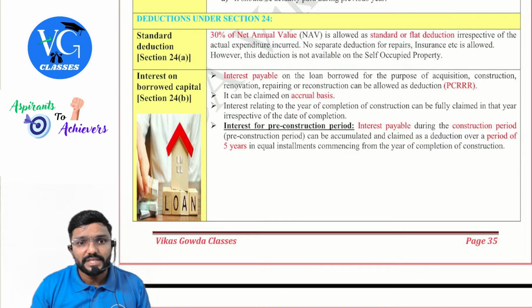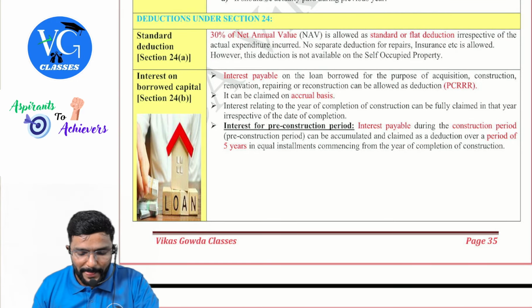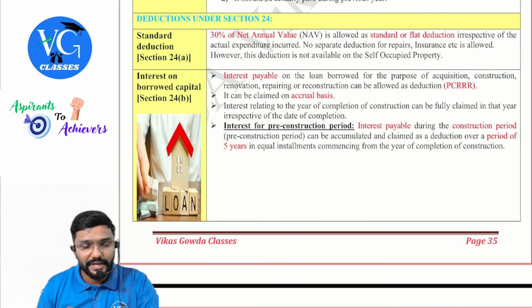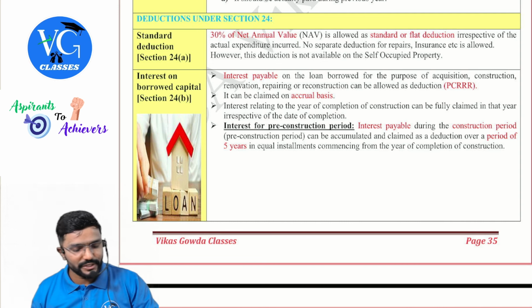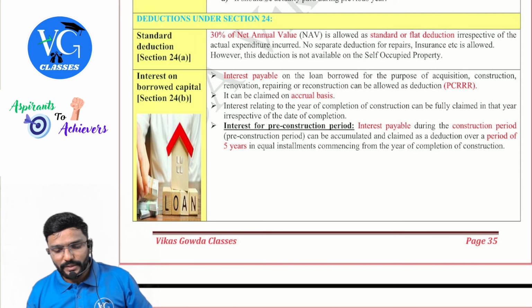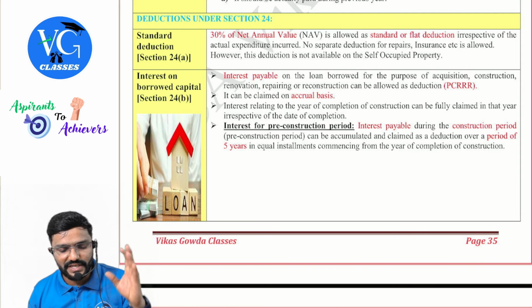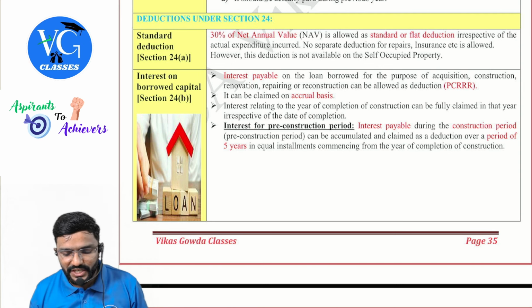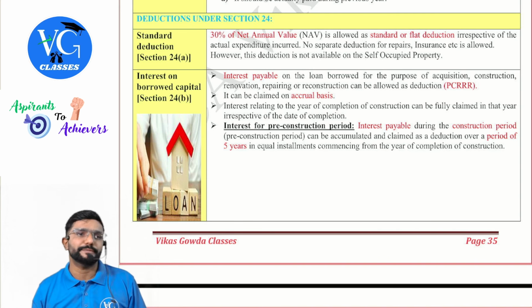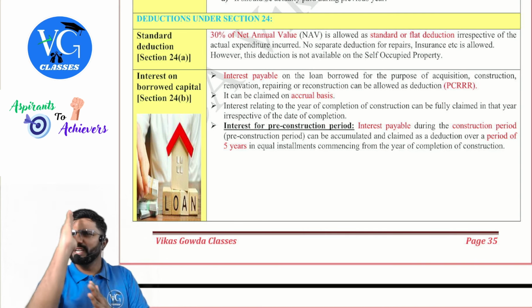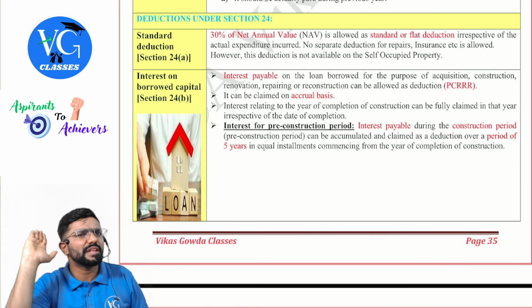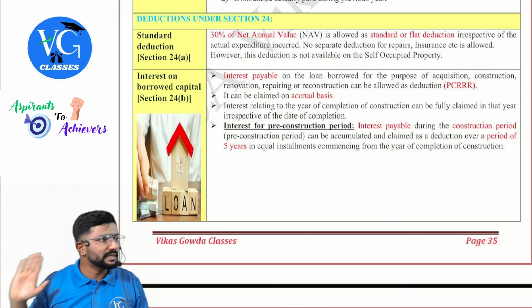What is it? Standard deduction under section 24A. 30% of net annual value is allowed as standard or flat deduction, irrespective of the actual expenditure incurred. No separate deduction for repairs, insurance, etc. is allowed. However, this deduction is not available on self-occupied property. Because for self-occupied property, only one thing I will focus, that is interest. Nothing else. Nothing else, guys.